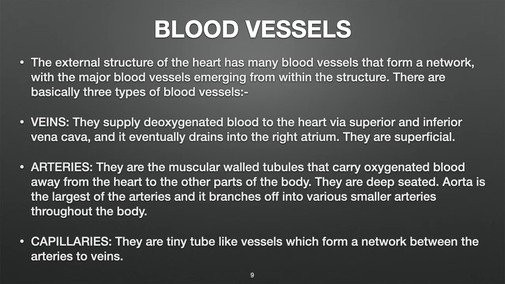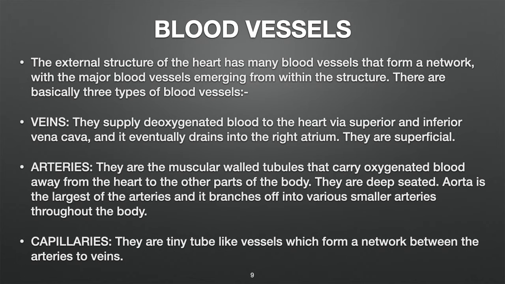So now coming to blood vessels, the external structure of the heart has many blood vessels that form a network with the major blood vessels that emerge from the heart. Basically, there are three types of blood vessels: the arteries, the veins, and the capillaries. So arteries always carry oxygenated blood, but the exception is the pulmonary artery that carries deoxygenated blood from the right ventricle to the lungs.